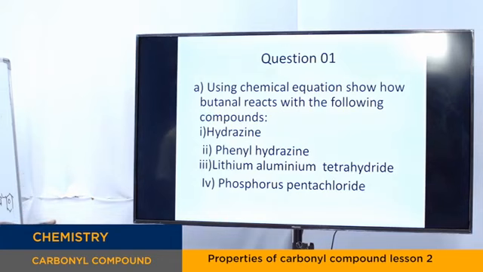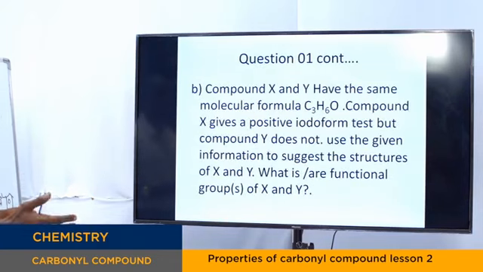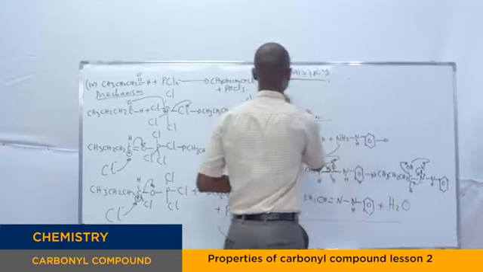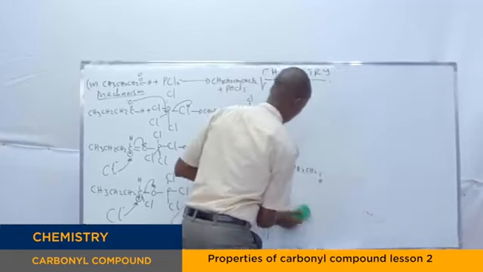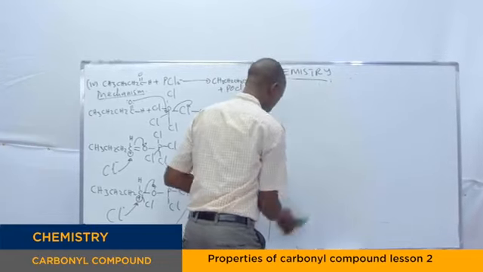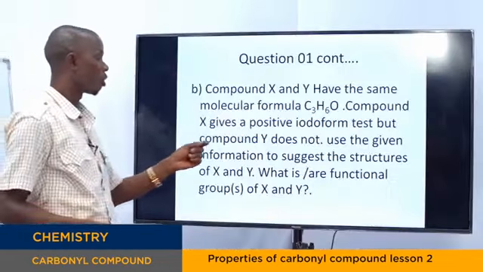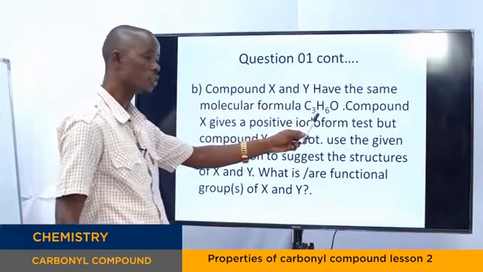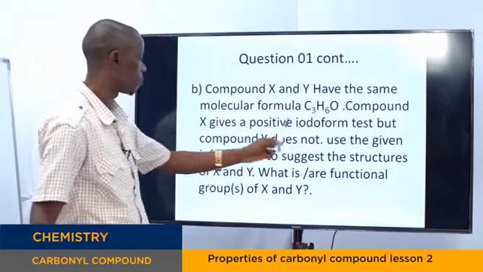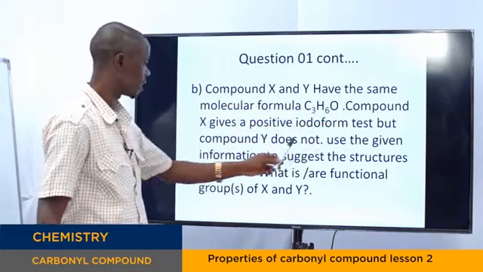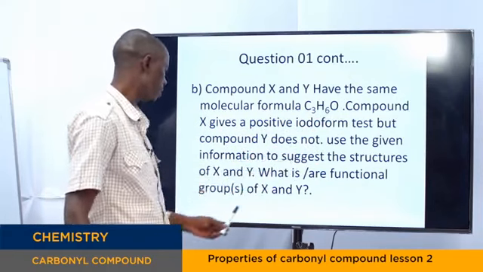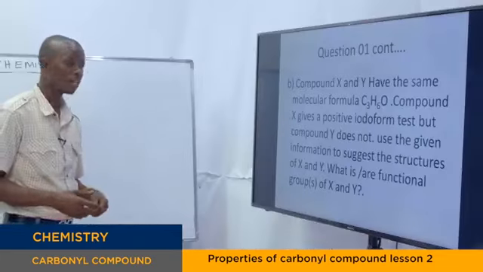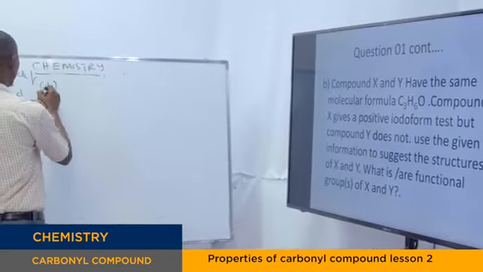Now, for the case of part B, the question says, compound X and Y have the same molecular formula, which is given here. Now, compound X gives a positive iodoform test, but compound Y does not. Use the given information to suggest the structures of X and Y. What is the functional group of X and Y? That is another very simple question to do.